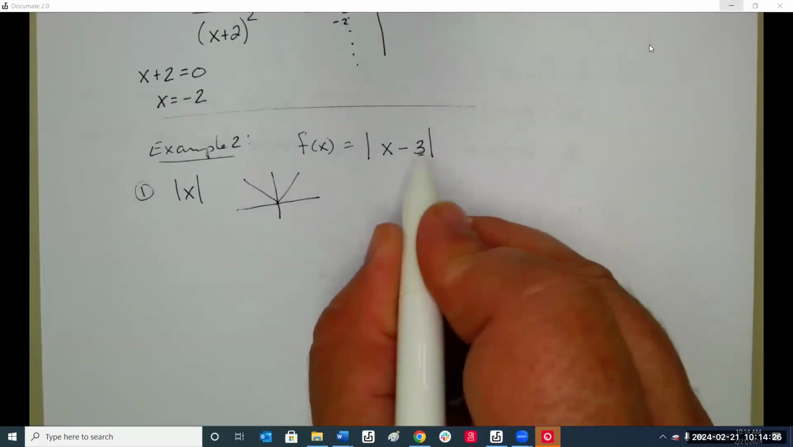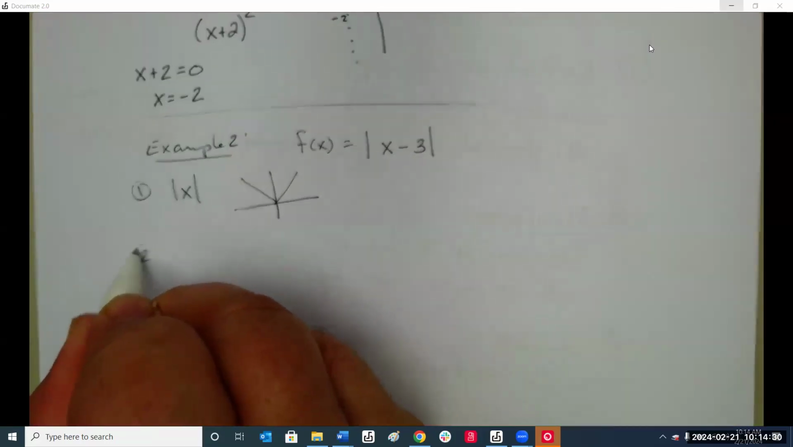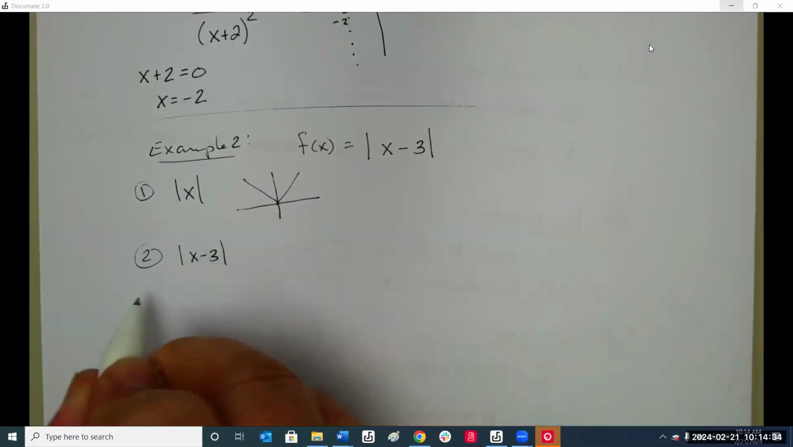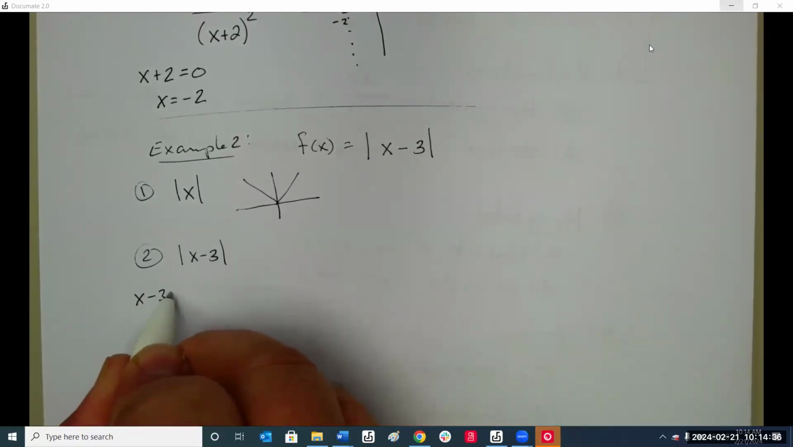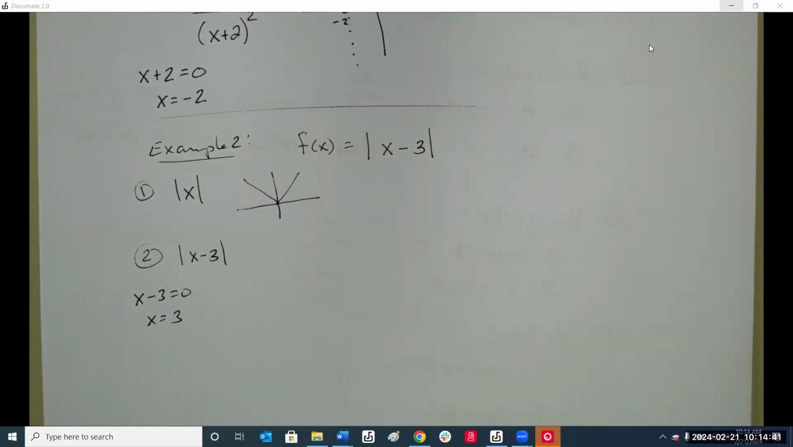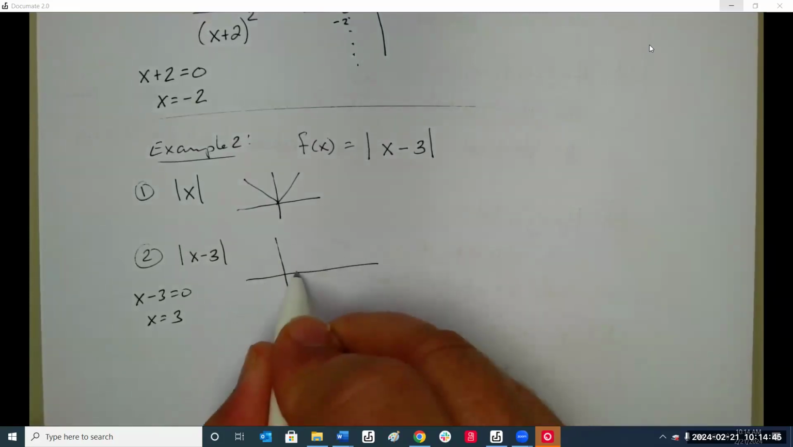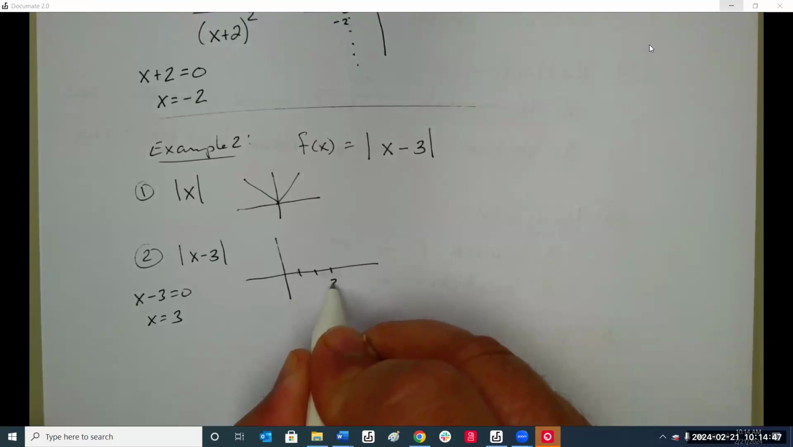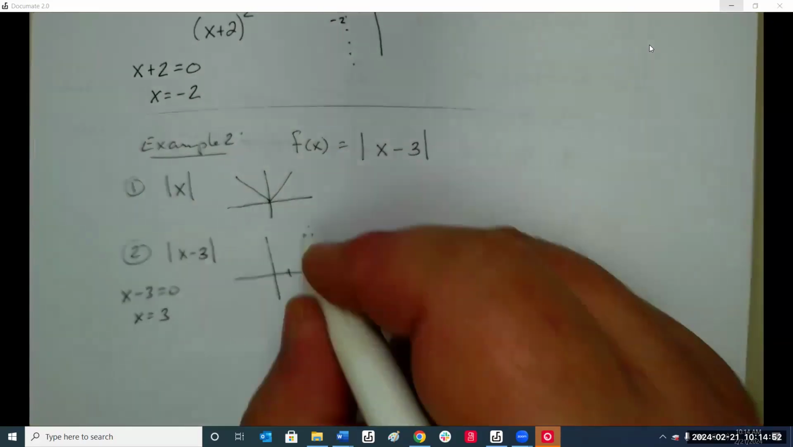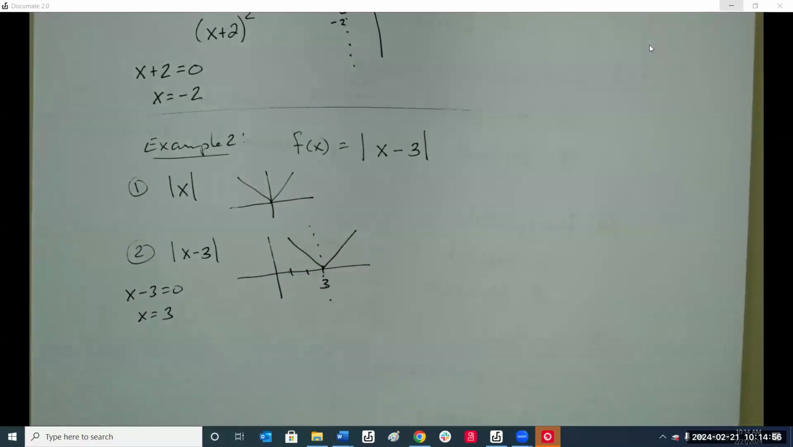Since we're inside the function, that means it's a horizontal shift. So we set the inside equal to 0, and we see that it shifts to the right 3 spaces. The new origin is at 3. The graph looks the same there. So there's the graph.